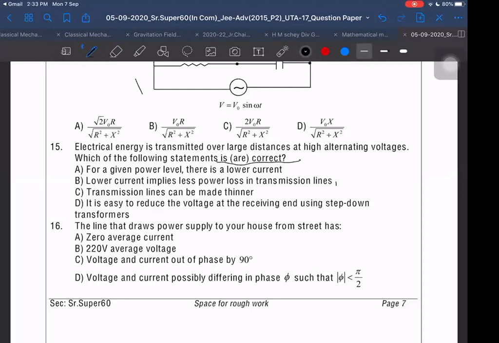Although it looks like assertion reason, because they are discussing before that electrical energy is transmitted over a large distance at high alternating voltages, right? They are transmitted over a large distance at high alternating voltages because for a given power there is a lower current. Lower current implies less power loss in transmission lines. It is easy to reduce the voltage at the receiving end using step down transformers. If it is not easy to reduce the voltage at the receiving end using step down transformers, then why would we transmit over large distance using high alternating voltages? We are able to do that only because we can reduce it finally. So D is also a reason, we can say.